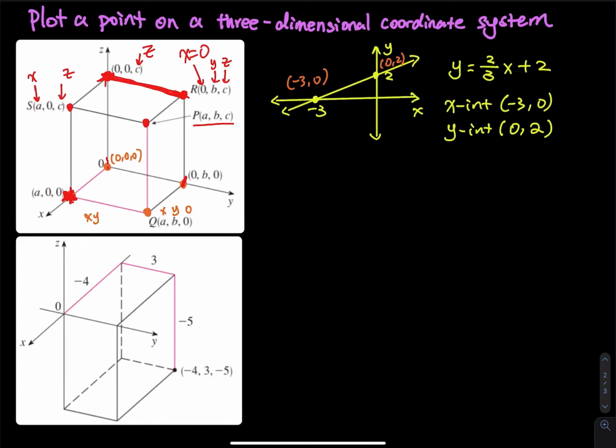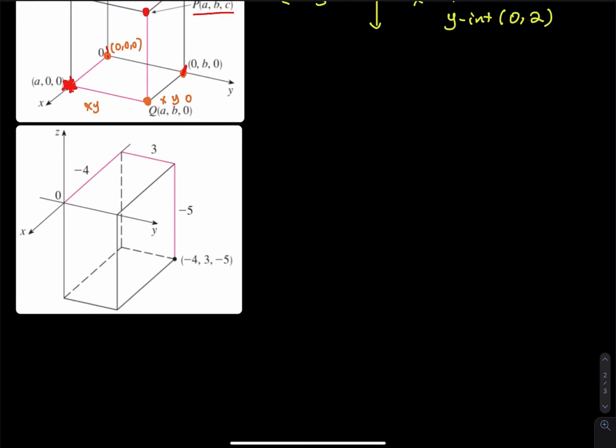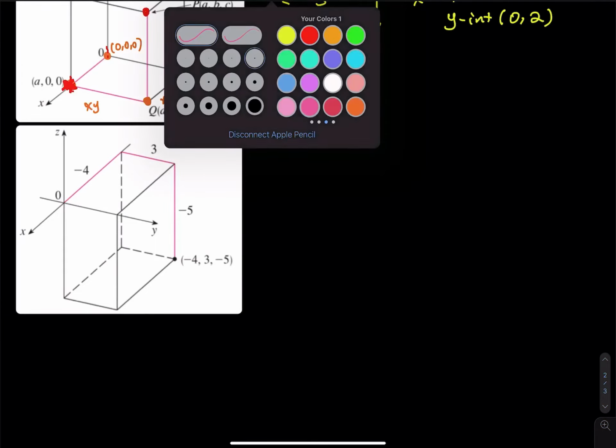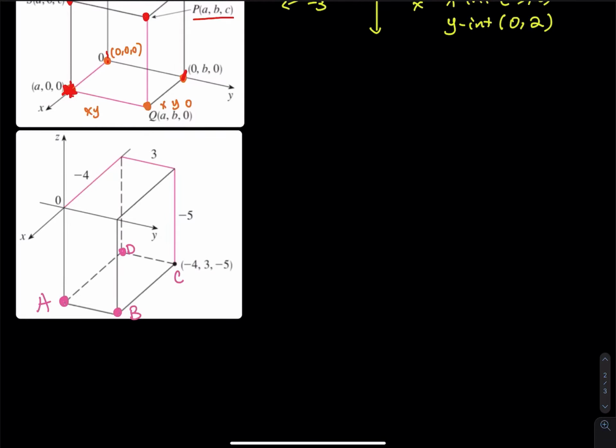So now it's time for us to do some practice. I have another picture right here. I want you to give me the coordinate of each corner. So how about this? We start with the bottom. We start with point A, then point B, then point C. They already gave us point C, and then we do point D. So we have A, B, C. They gave us C: -4, +3, and -5. And D, we don't know.